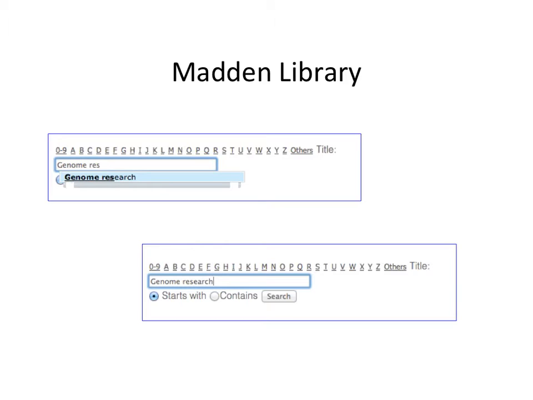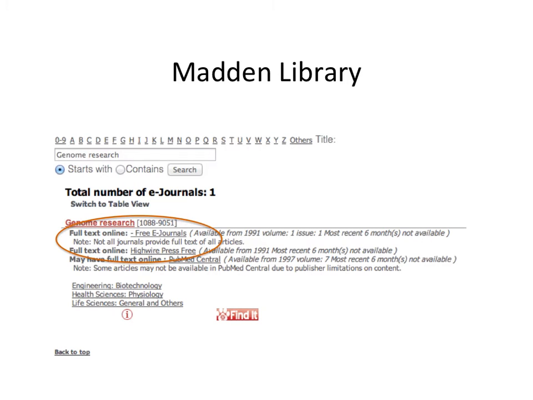So we just read a paper from Genome Research. So I start typing in Genome Research, and I get to RES, and it tries to autofill. There's one journal that matches that criteria, so I click on Genome Research. Then hit search. And it comes up with this record, one electronic journal, and full text online is what I want to see. Free, I really like to see.